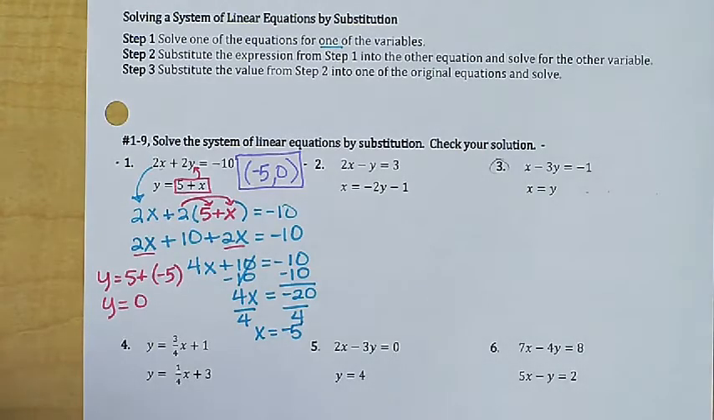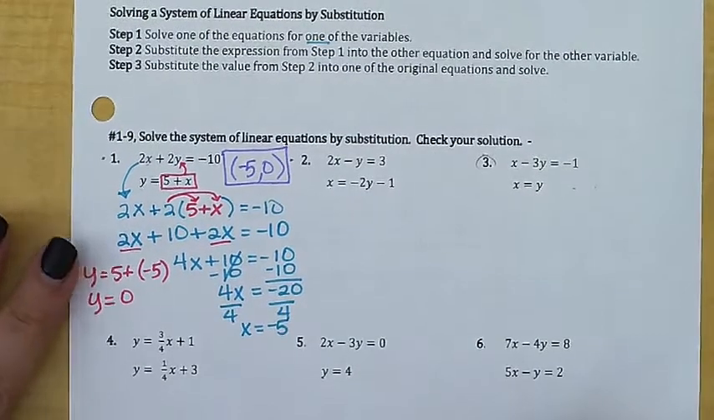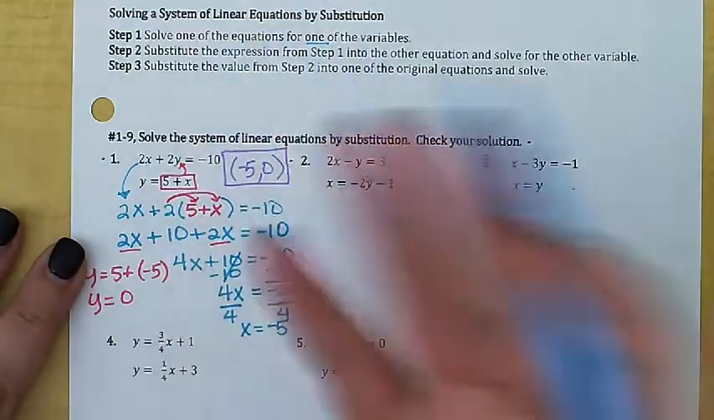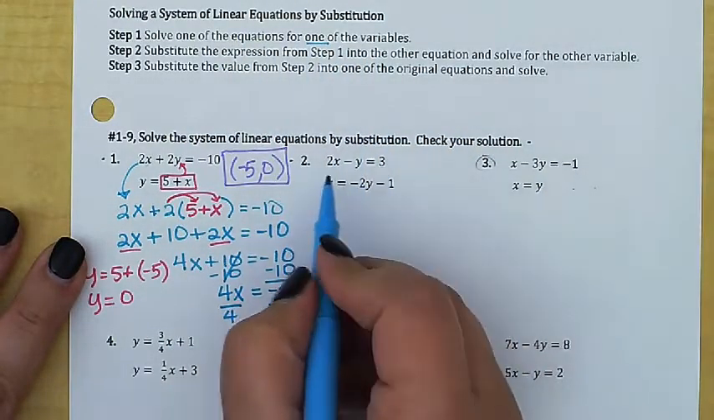We just found it using a different method. Okay, let's try another one. Let's try number 2. So on number 2, again, my number 1 goal is to solve the equation for one of the variables if it isn't already. Sometimes it is. So that's the first thing I want to check for.